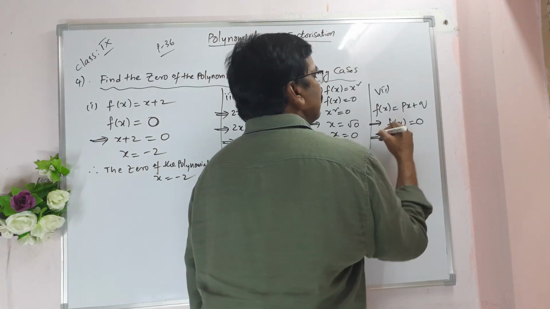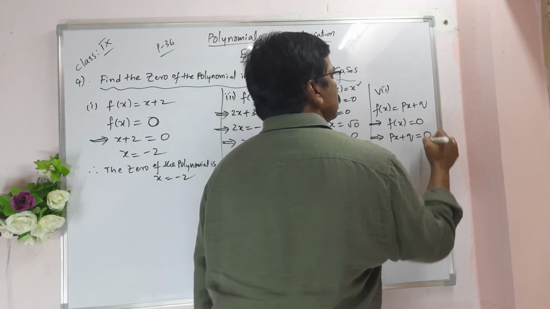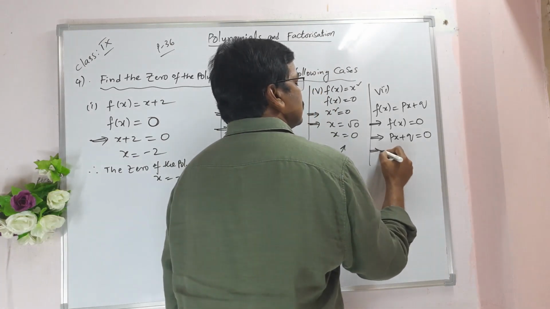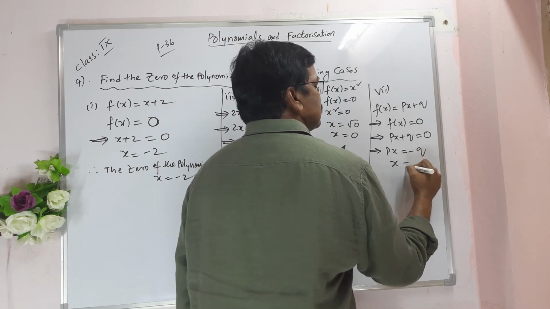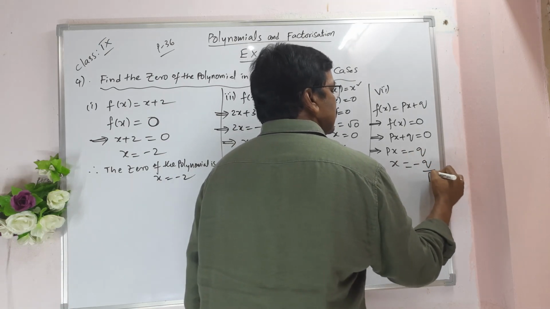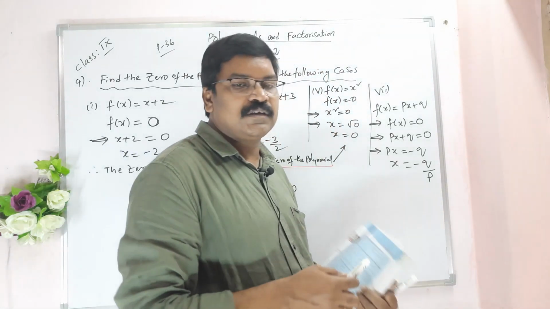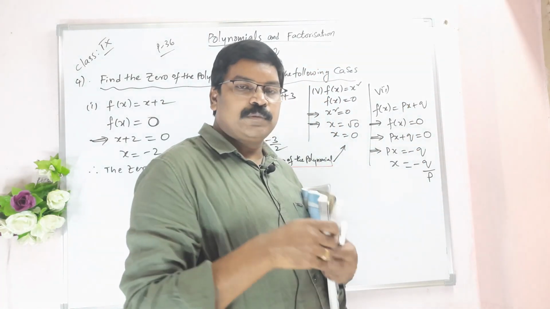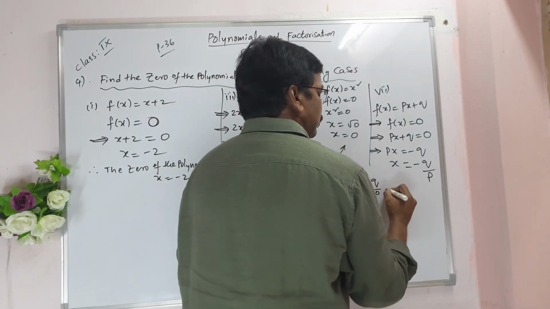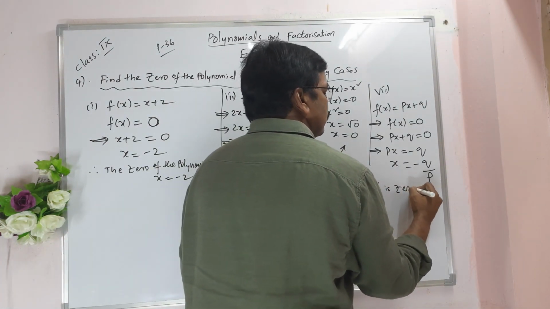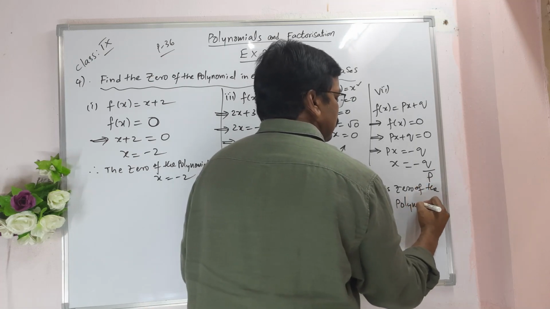That means what is f of x here? Px plus q. This px plus q is equal to 0. That means px is equal to minus q. That means x is equal to minus q by p. So at x equal to minus q by p, the value of the polynomial becomes 0. That means minus q by p is the zero of the polynomial.